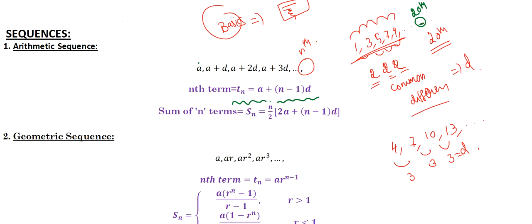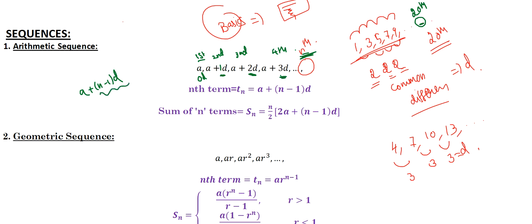See, this is the first term, this is the second term, this is the third term, this is the fourth term, right? The first term is a, the second term is a plus 1 into d, the third term is a plus 2 into d, the fourth term is a plus 3 into d. Then what will be the nth term? It's simply a plus n minus 1 into d, because for the first term I don't have anything, that is 0 into d. For the second term I am having 1 into d. For the third term I am having 2 into d. For the fourth term I am having 3 into d. So obviously for the nth term it's going to be n minus 1 into d. Okay, so that is the formula.